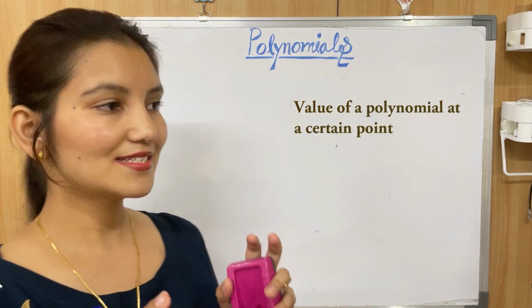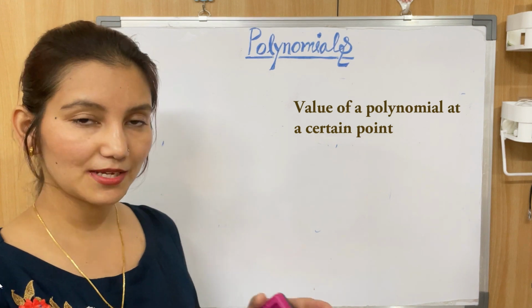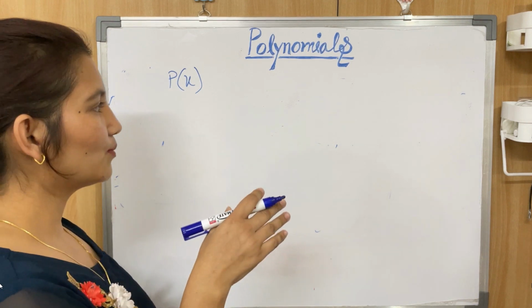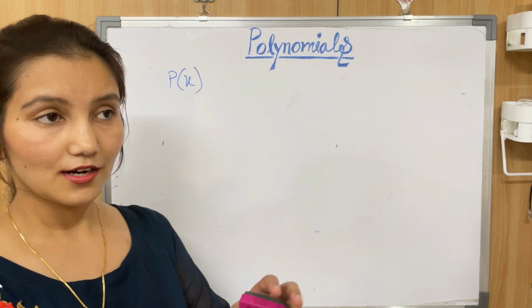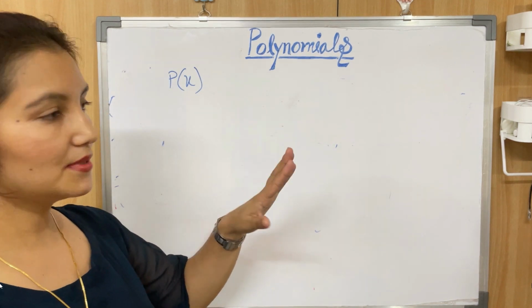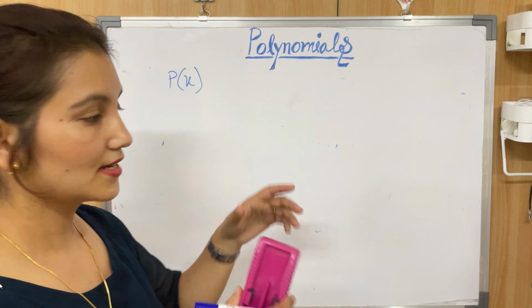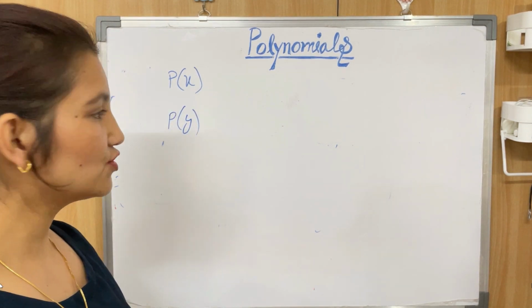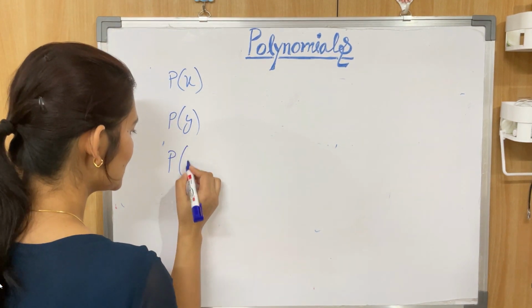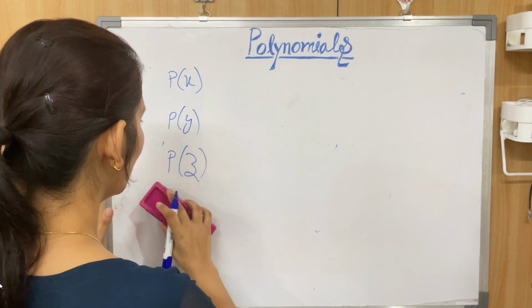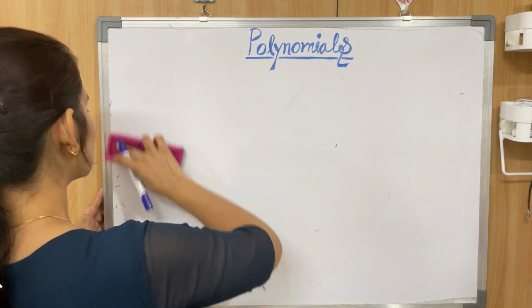Okay, so let's take a polynomial. How do we denote polynomials in mathematics? While going through your book, you will find this expression p(x) written very often. What does it mean? It means a polynomial in variable x. If I write it as p(y), it means a polynomial in which the variable is y. If I write it as p(z), it means a polynomial in which the variable is z. Now we will be discussing the value of a polynomial at a certain point.